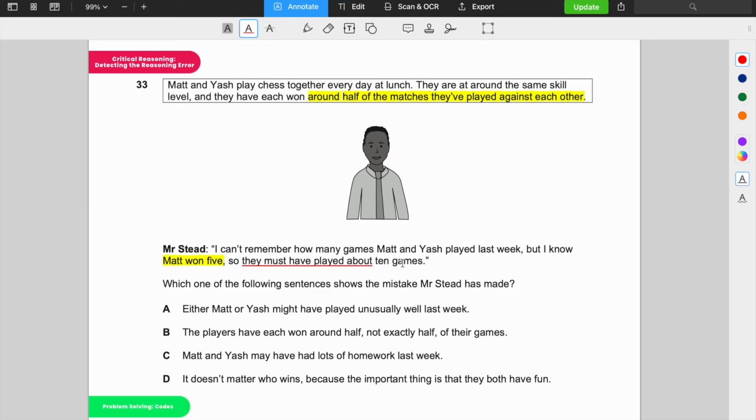Well, the mistake obviously lies in the fact that he assumes that they have definitely won 10 games, assuming that they always win around half the matches they played. But this is around, so this is saying on average. There can sometimes be outliers, there can be discrepancies, there can be days where, or a week where one player just happens to be doing a lot better, right? Maybe Matt or Yash, they're fluking one week. So the mistake that Mr. Stead has made is assuming that a trend or what Matt and Yash win on average will always appear every week. Right? When there can be changes, there can be fluctuations in who wins and who loses.